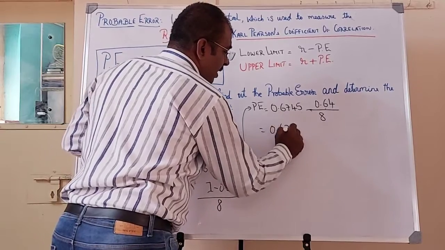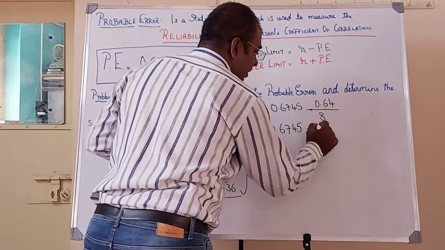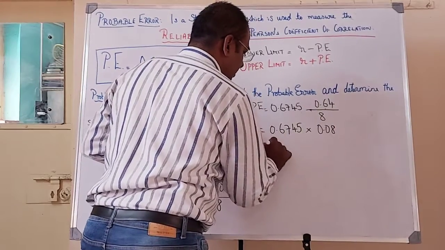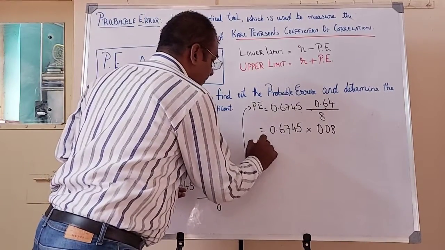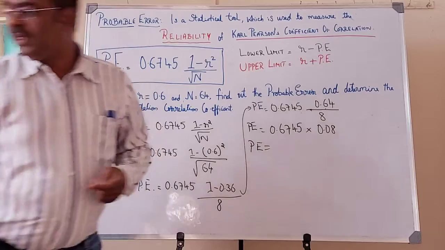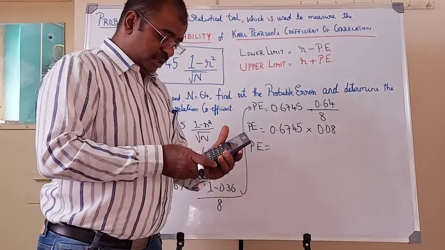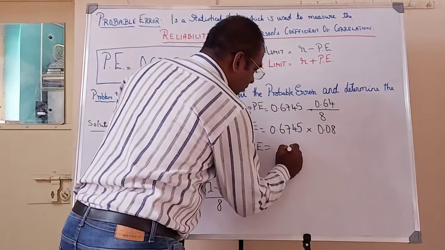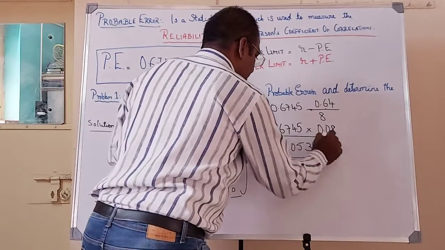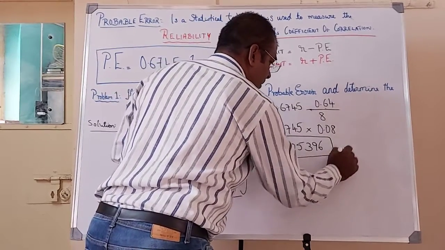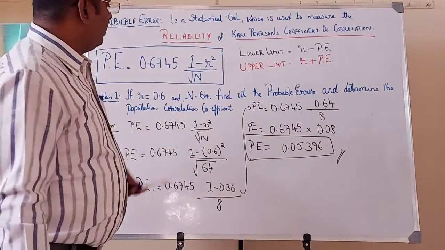That is equal to 0.6745 into 0.64 divided by 8. 8 ones are 8, so 0.64 divided by 8 is 0.08. And finally, the answer for probable error here is 0.6745 into 0.08, which is 0.05396. Right? So this is how we calculate the probable error.